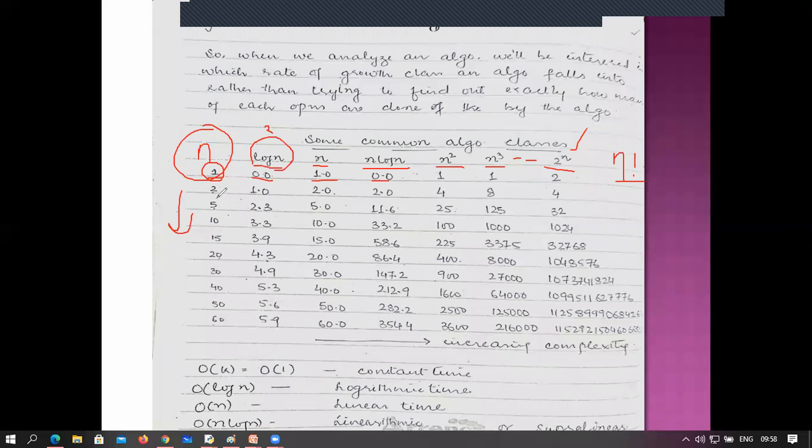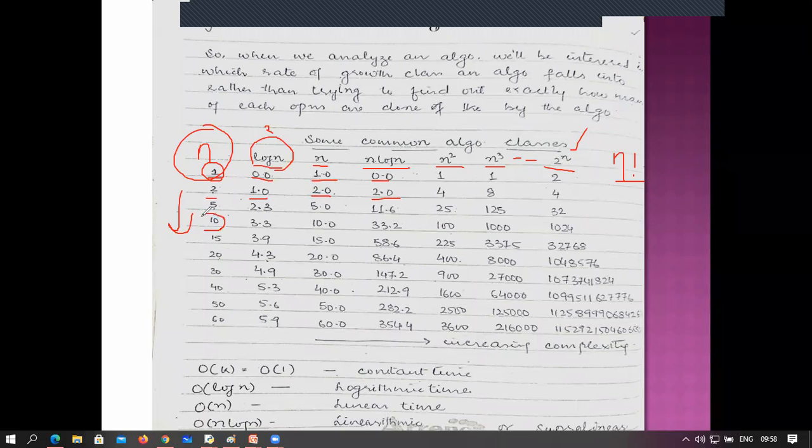When n is 2, if any algorithm has the complexity log n, you can say its value is almost 1; then it is almost 2, 2, 4, 8, 4. Again, there is not much difference between these classes.